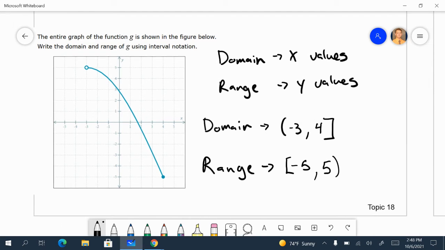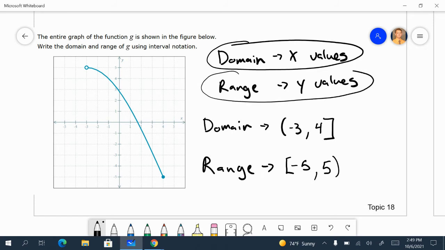Okay, the entire graph of the function g is shown in the following figure. Write the domain and range. Now we're going to get a little bit more complicated here with domain and range because we have open circles and closed circles. We're using interval notation. And this graph is one that we might not have worked with before. My domain, this is something you should write down. My domain is all of my x values. My range is all of my y values.